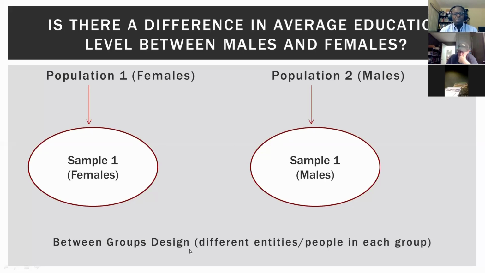The dependent variable is the average education level, okay? The average education level, because average education level we have for males and we have it for females, okay? And this is what we call a between groups design, because we're trying to examine the differences between the two groups, okay? So we call this a between groups design because they're two separate groups.